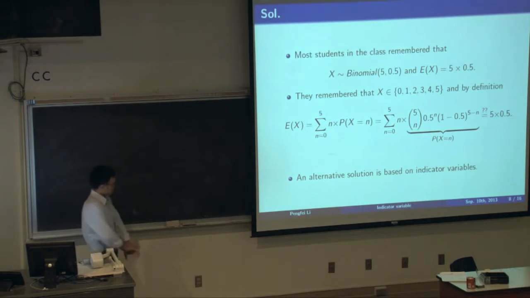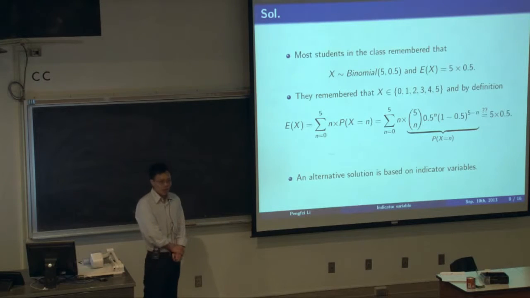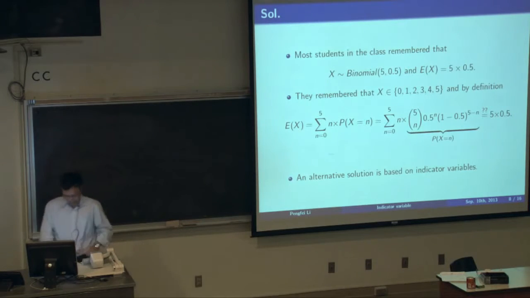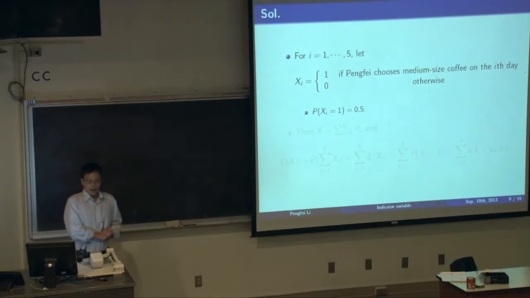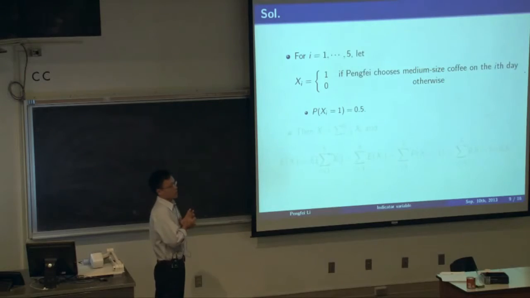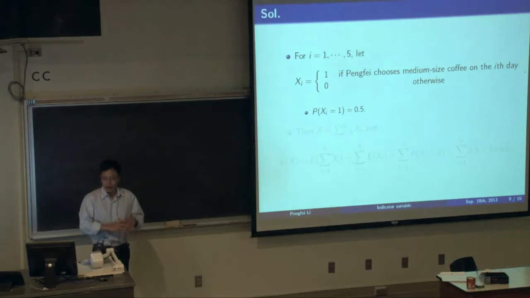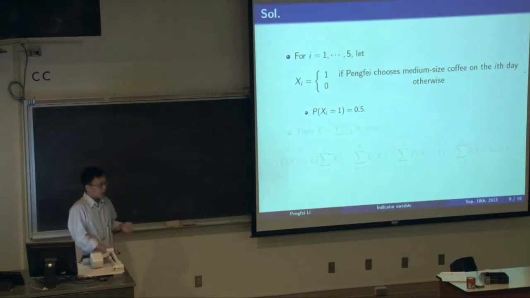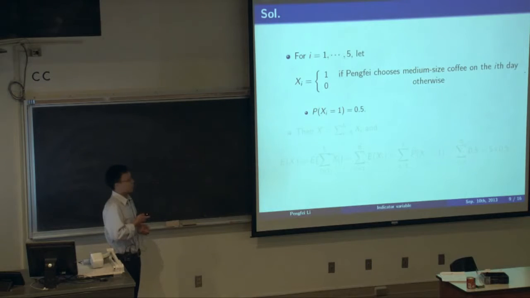Then I say, calm down. I have a simple solution which is based on the indicator variable, and we don't need to take the summation here. Now, here is my solution. We first define 5 indicator variables, each indicator variable for 1 day. So Xi is the indicator variable for the event that I choose a medium-sized coffee on the i-th day. Xi equals 1 if I choose a medium-sized coffee, otherwise it will be 0. What we can easily get is that the probability of Xi equal to 1 is just equal to 0.5, because I have two choices, medium and small, and each has 0.5 probability.